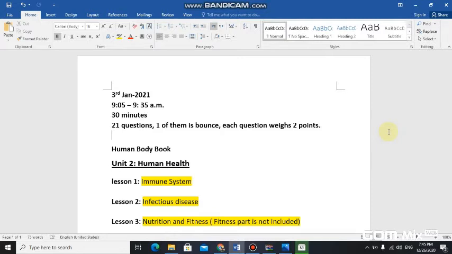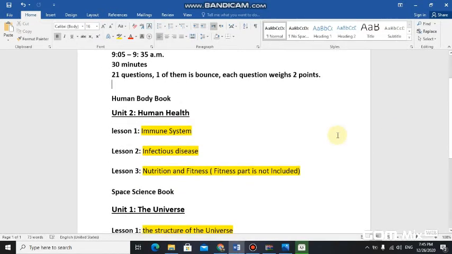Our final exam will be held on the 3rd January 2021 at 9:05 till 9:35 a.m., which means you have 30 minutes to finish 21 questions. One of them is bonus, and each question weighs 2 points. The exam material includes 2 units.